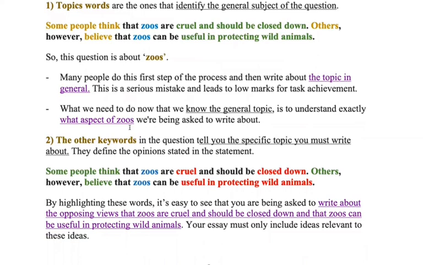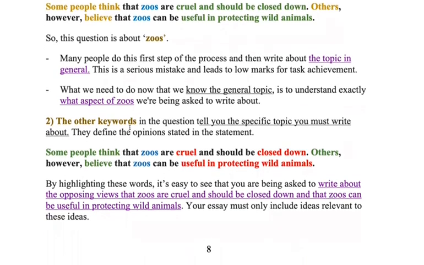So let's move on to the second point, the other keywords. We have other keywords in the question. I've highlighted them in different colors just to make it simple for you. Some people, Group A, talking about the zoos being cruel and should be closed down. Group B, believe that zoos can be useful in protecting wild animals.